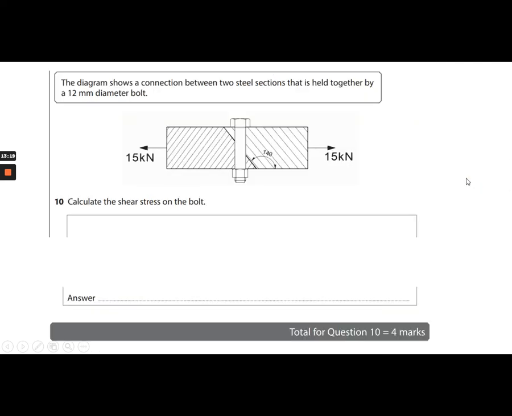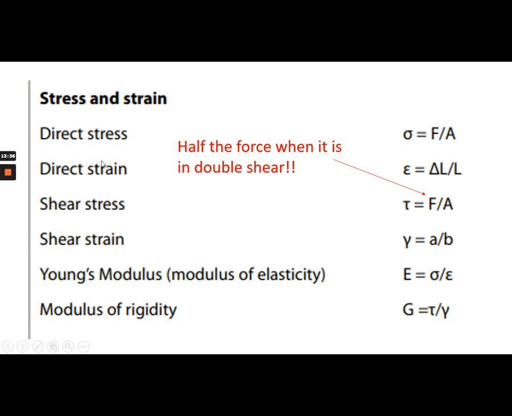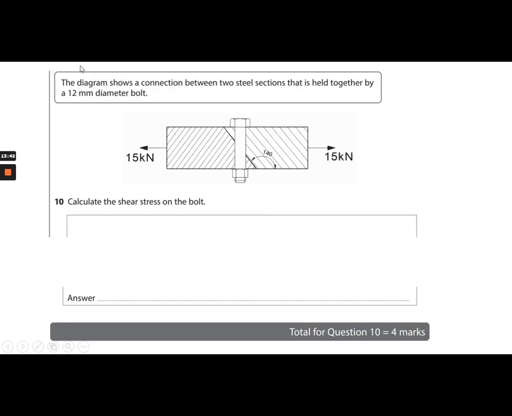Now here's an example. This is from a sample paper, and it's well known that the sample papers are much more difficult than the actual papers that came out. So they've made it more tricky by throwing an angle in here. But let's just pretend that angle wasn't there. So you want the shear stress on the bolt. You would think, right, shear stress, force over area. Half the force when it's in double shear, but that is not double shear, that is single shear. Just one force pulling one way, one force pulling the other.